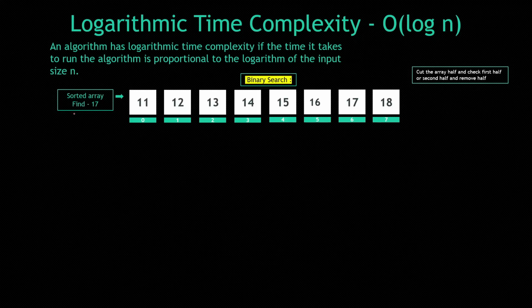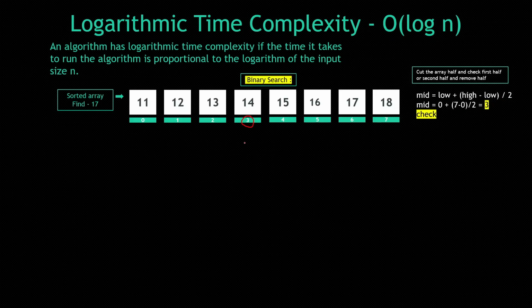So we have a sorted array and we need to find the item 17. The rule is to cut the array in half, check the first half or second half, and remove half. First of all, we need to find the middle index of this array. The formula is middle equals lower index plus (higher index minus lower index) divided by 2. So mid equals 0 plus (7 minus 0) divided by 2, which is 3. So our middle index is 3.